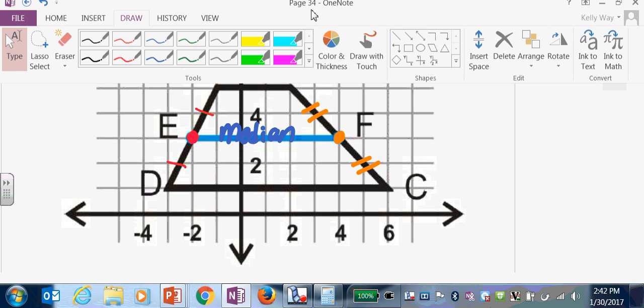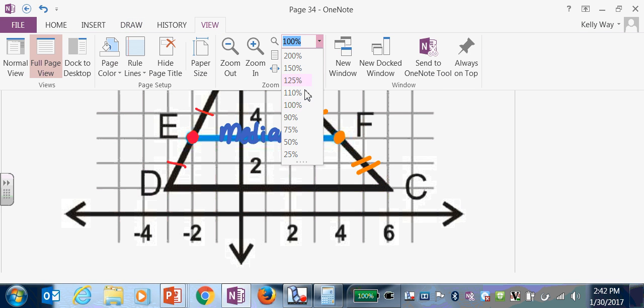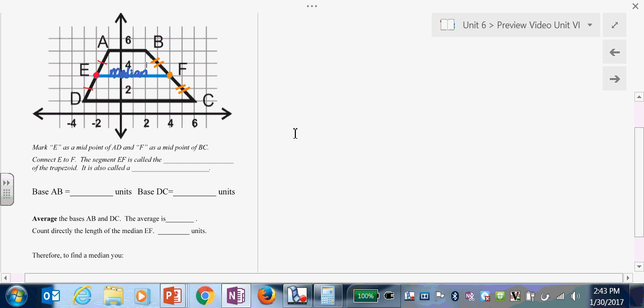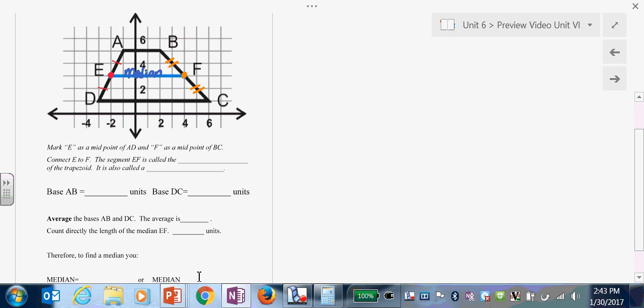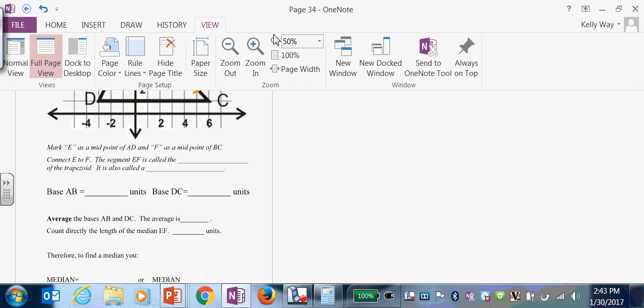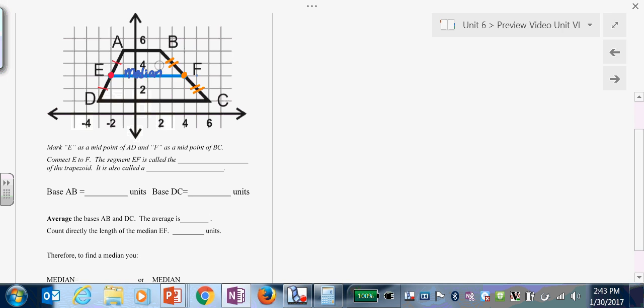Here's a property of medians. Let's see if you can recognize what that property is. So it says right here, I'd like you to connect E to F. That's called a median. It's also called a mid-segment in some textbooks.